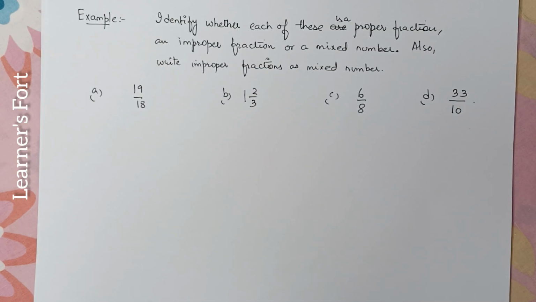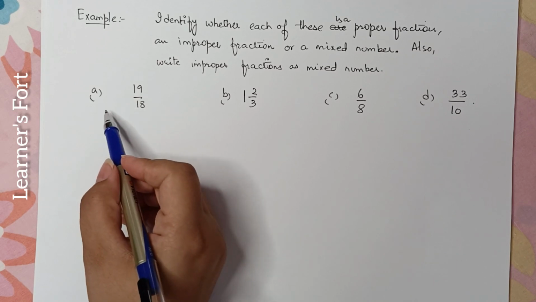All right, so let's have a look at the example over here. It says to identify whether each of these is a proper fraction, an improper fraction, or a mixed number. Also, write improper fractions as mixed numbers. What we have to do here is identify whether each of these given fractions is proper, improper, or a mixed number. And if we find an improper fraction, we have to convert it into a mixed number, or express it as a mixed number. All right. So, how are we going to do that?